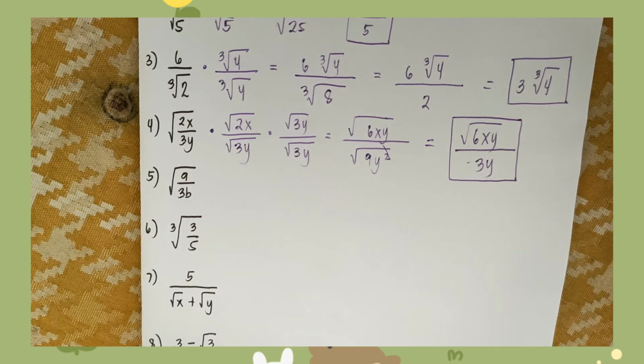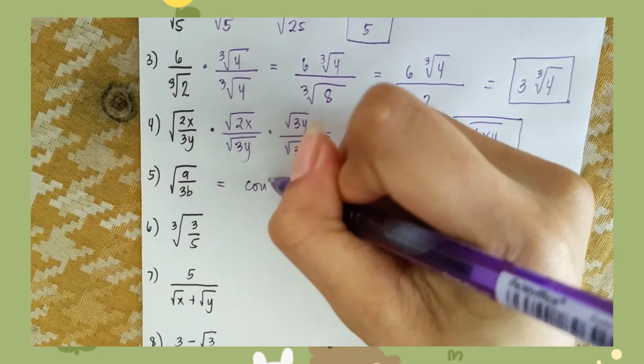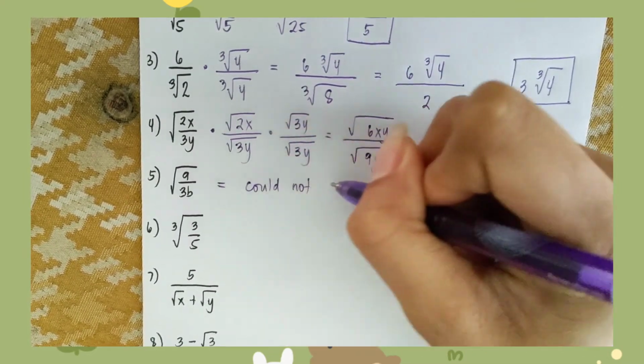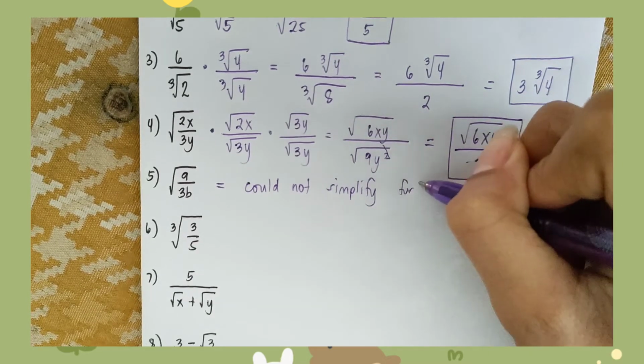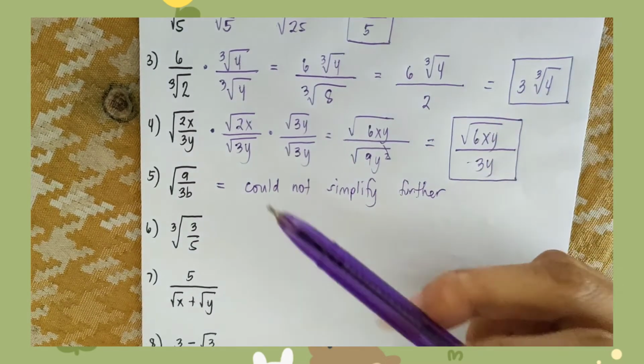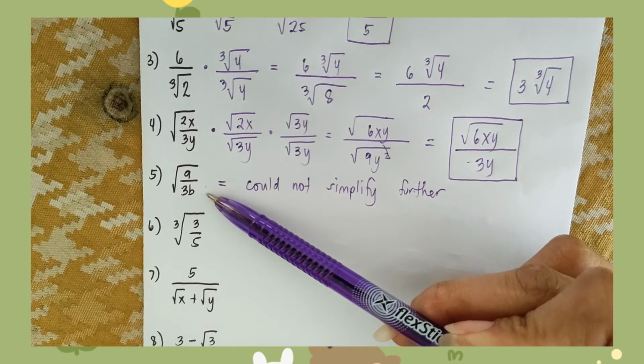Next, number 5. The square root of a all over 3b. The answer will be, could not simplify further. So this is just the answer. It is already simplified.